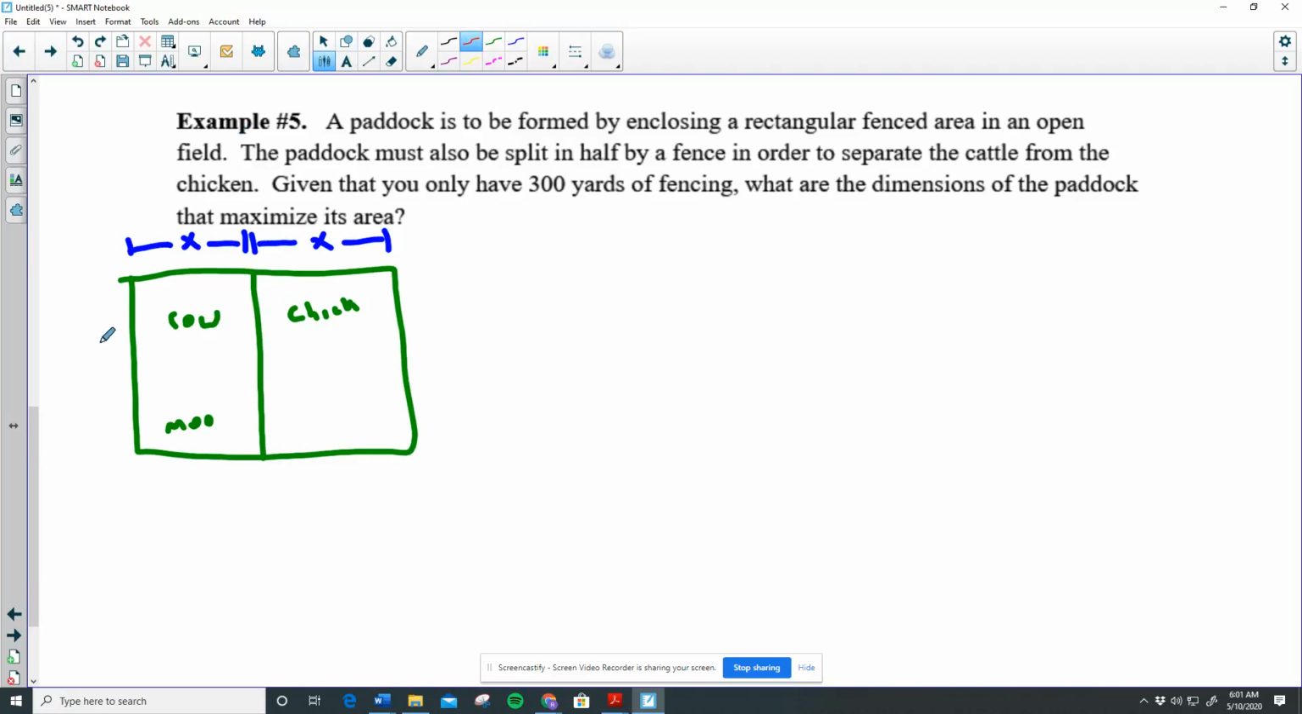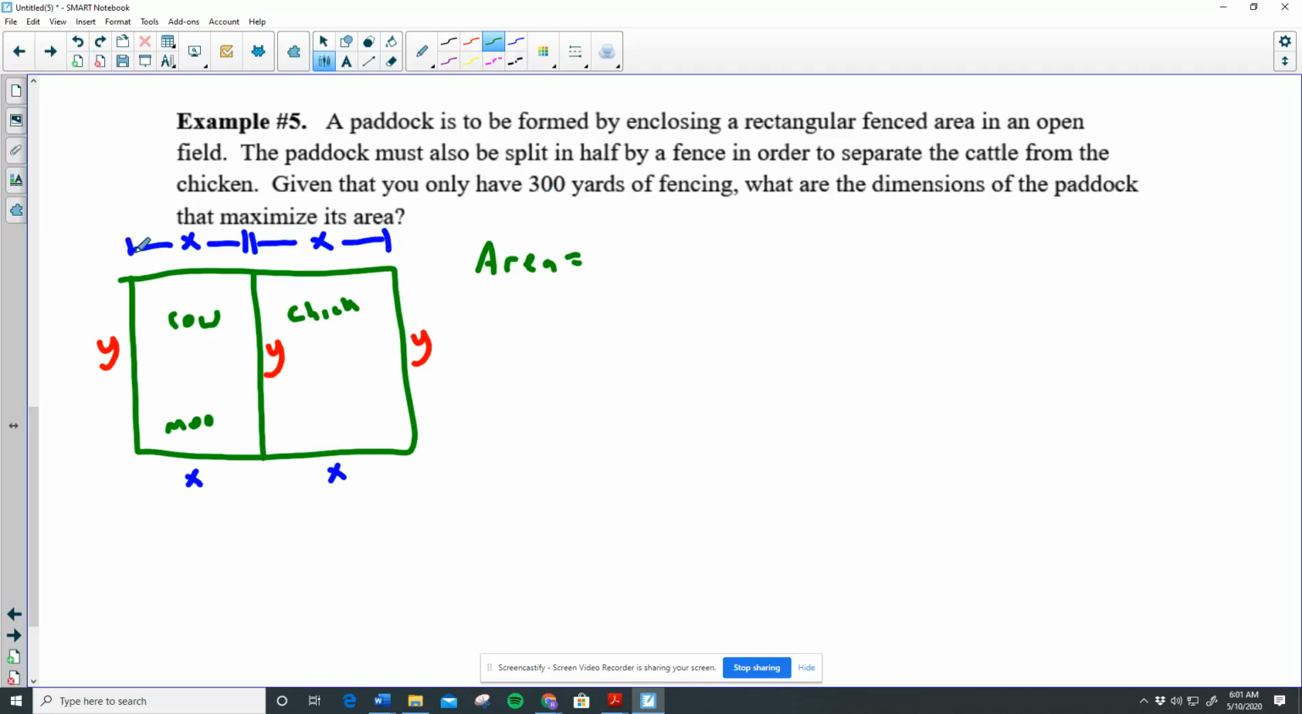And then for Y, I'm going to call this length Y. Well, if this length is Y, I also know that this length is Y, and I also know that this length is Y. And I know that if this is X and this is X, because these are rectangular, this has to be X and this has to be X. All right, so now let's think about what the area of the whole paddock would be in terms of X and Y.